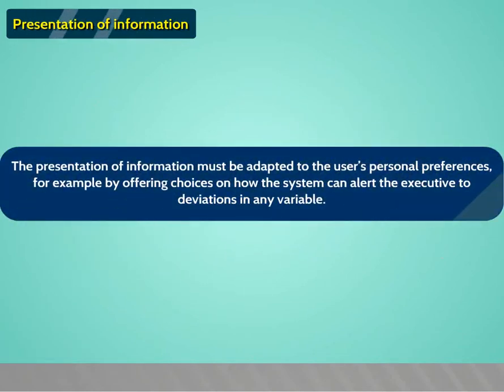The presentation of information must be adapted to the user's personal preferences, for example, by offering choices on how the system can alert the executive to deviations in any variable.